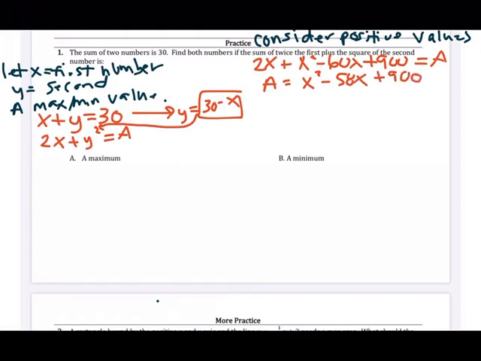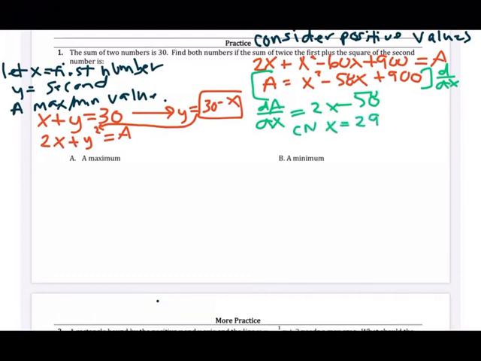So I defined my variables, I used the two equations to combine them into one equation involving isolated A, so the thing I want to maximize or minimize is by itself. Now I'm going to go ahead and take the derivative with respect to the variable on the right, so with respect to x. So dA/dx is going to be 2x minus 58, which means that my only critical value is going to be when x is 29. Now we're going to go ahead and think through the values that x can be.